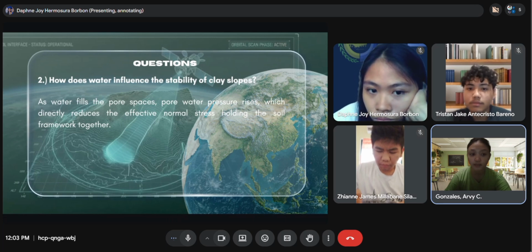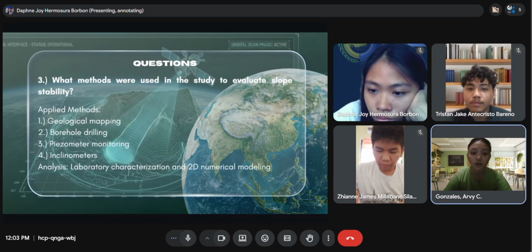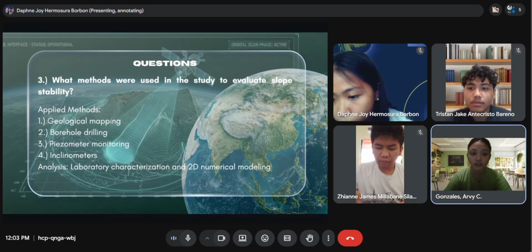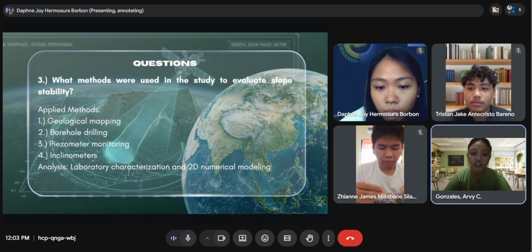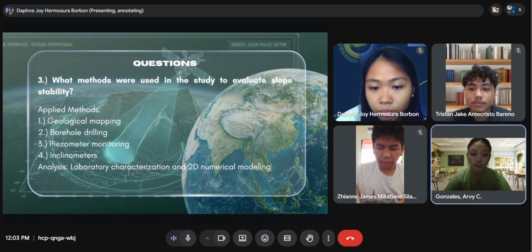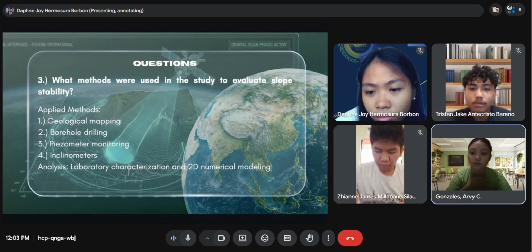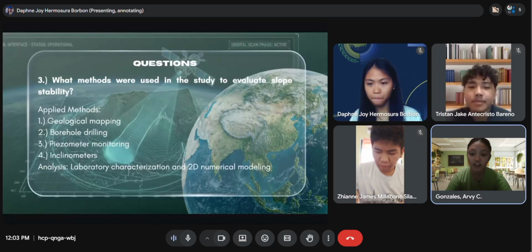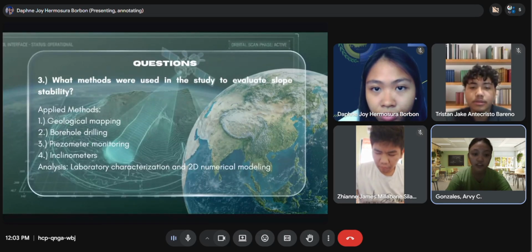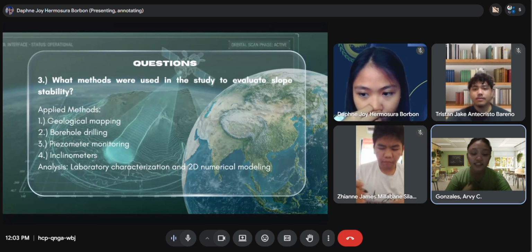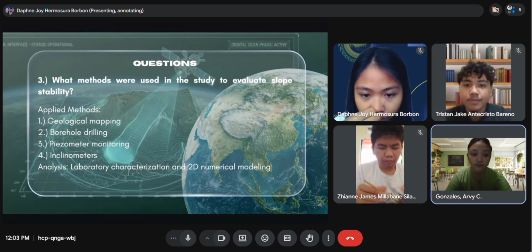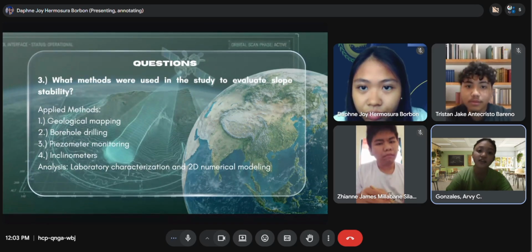Now, number three, next slide, please. So, number three, what methods were used in the study to evaluate slope stability? The study evaluates slope stability using an integrated pipeline of field monitoring, like the applied methods that I discussed: the geological mapping, the borehole drilling, the piezometer monitoring, and the inclinometers. These empirical field datasets were then cross-validated through controlled laboratory shear tests and simulated using 2D elements.